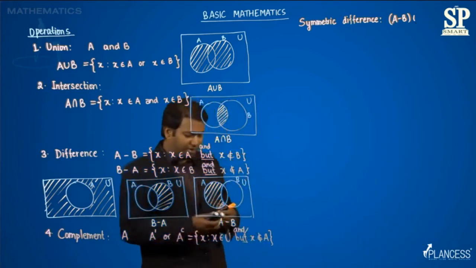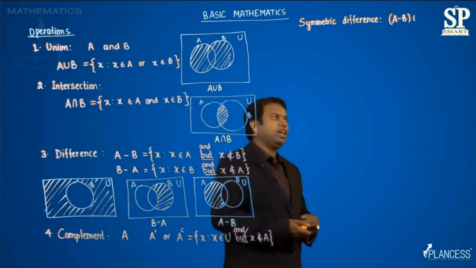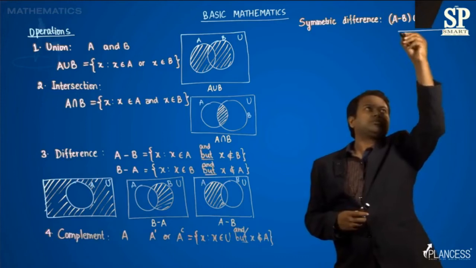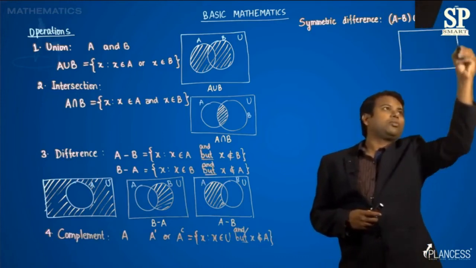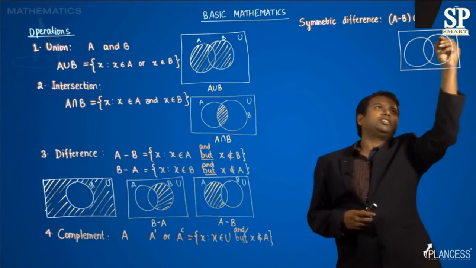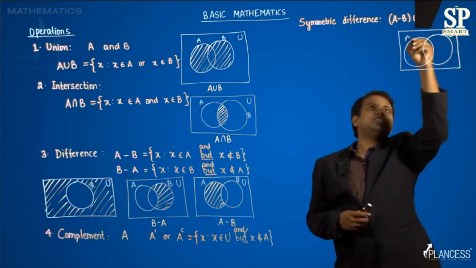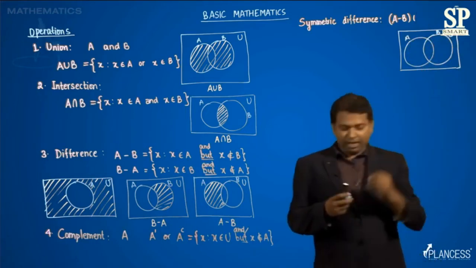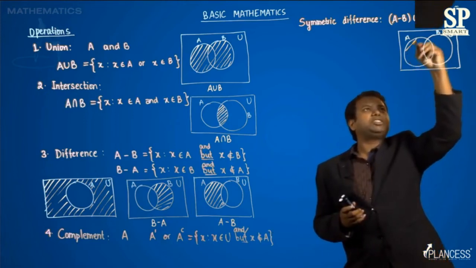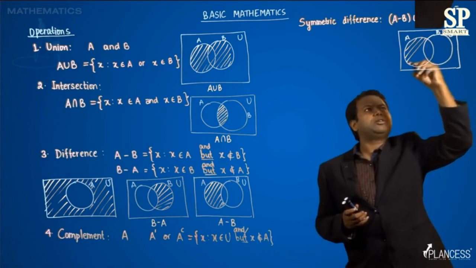If you want to represent it using a Venn diagram, it can be done as follows. Here is the set A, here is the set B, this is our universal set, and the symmetric difference of two sets can be represented in the following manner.